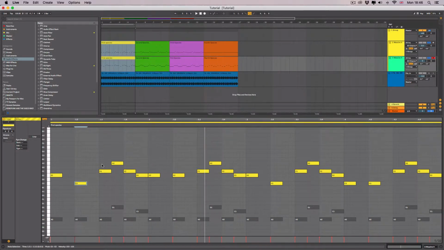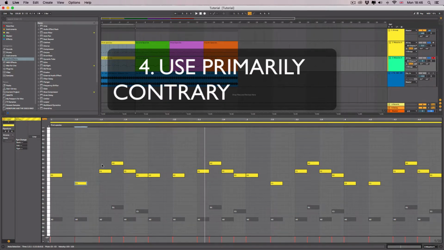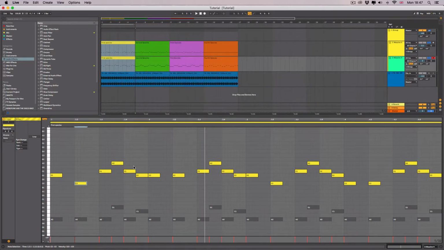Number 4, use primarily contrary motion, because when you're in first species, like I mentioned a second ago, it can sound a bit bland if you're using purely parallel motion. So use primarily contrary motion. I would go further than that and say mix and match your motions. In some you can use oblique, in others you can use contrary. If you think about it, if you only used contrary, you could deviate quite far from your root pitch, and that can also make it sound a little bit stretched and less composed per se.